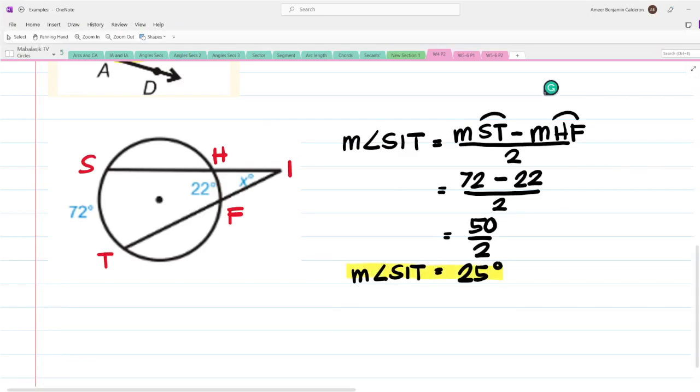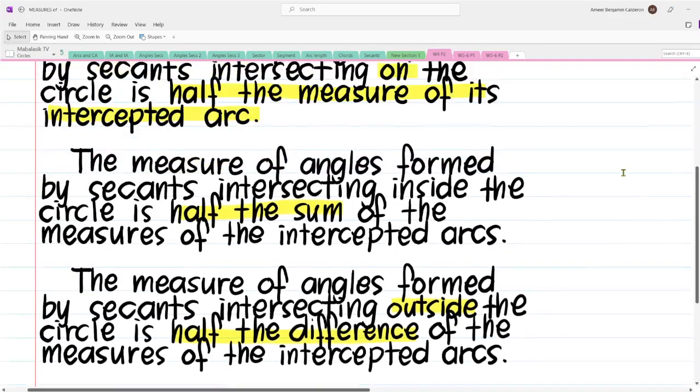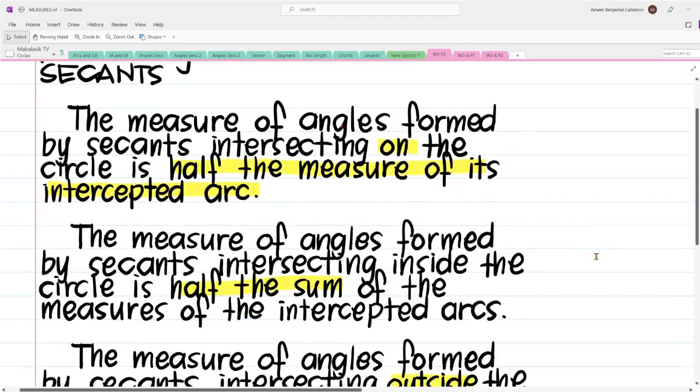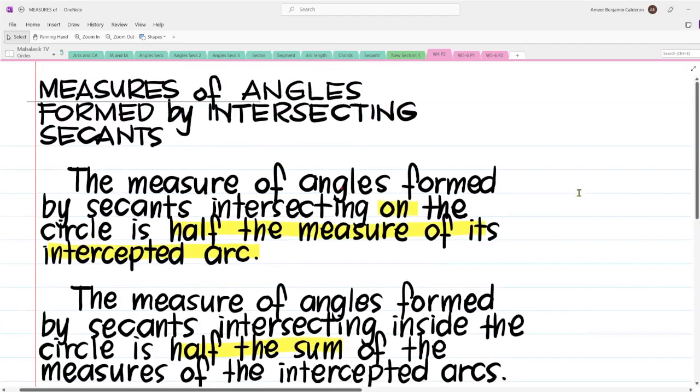Again, going back to our concepts, when the secants or chords intersect inside the circle, we just get half the sum of the intercepted arcs. So we will have two intercepted arcs, add the measurements of those intercepted arcs, and divide it by 2. If the secants or chords intersect on the circle, we will have just one intercepted arc. Get half of the measure of that intercepted arc, and that is already the measure of the angle.